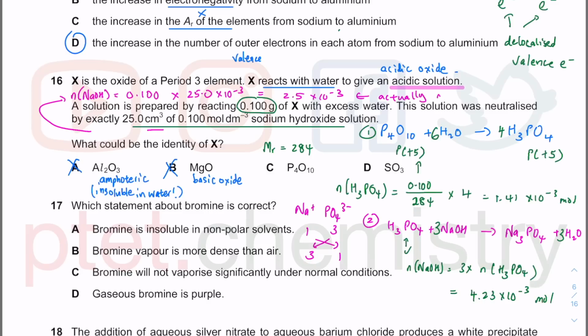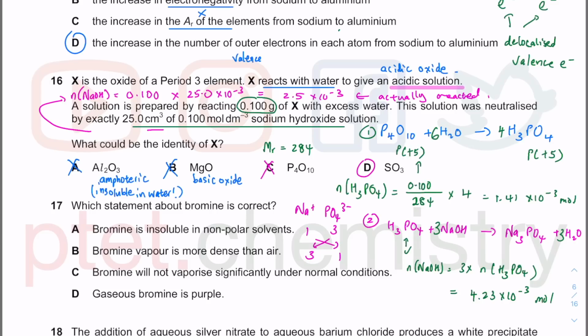But if you have 0.100 gram of this, which has this Mr, you're going to get 4 times this much acid, and all the acid is going to give you 3 times as much NaOH that's required. This is how much actually reacted. This is what you calculated to be what would react if you have 0.100 gram of these. They don't match. The mole of the NaOH don't match. What you put in and what you expect to react doesn't match. So C is not the answer.